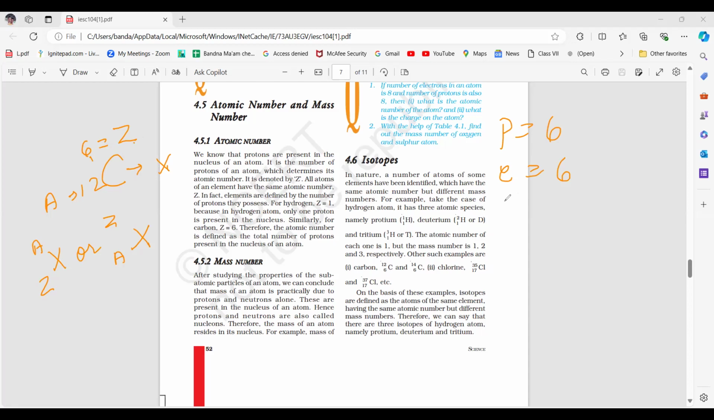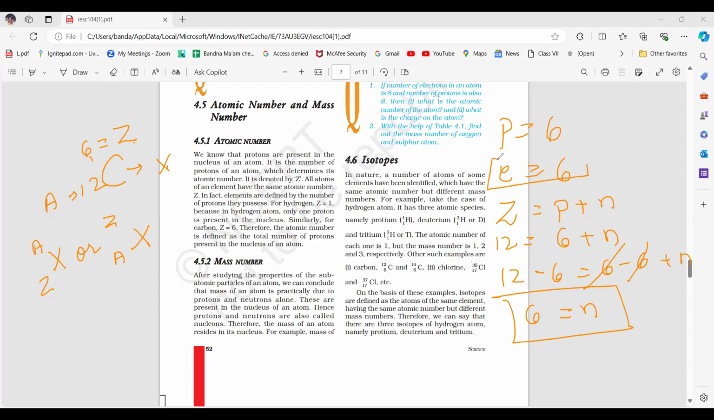Now we will study about the atomic mass. Atomic mass is equal to the total number of protons and neutrons. Here atomic mass is 12. So 12 is equal to 6 plus n. 12 minus 6 is equal to 6 minus 6 plus n. So striking 6 out on both sides, 6 is equal to n. So that is your total number of neutrons. Is this clear?